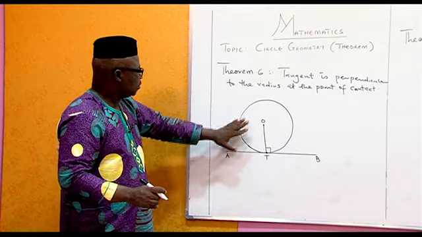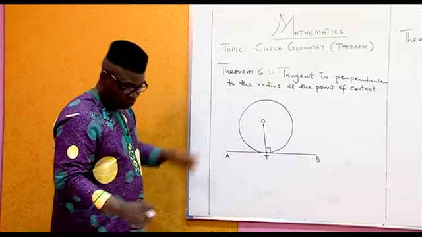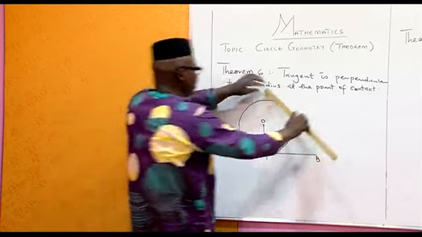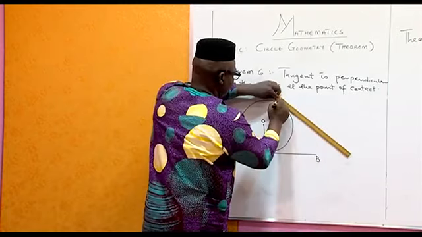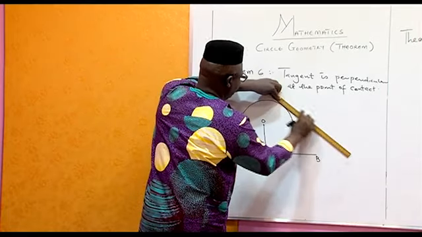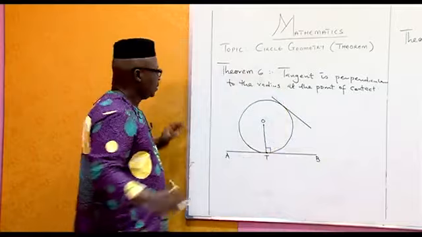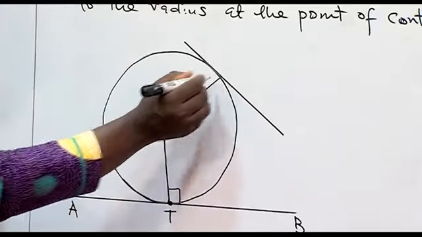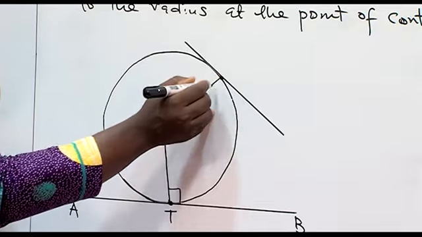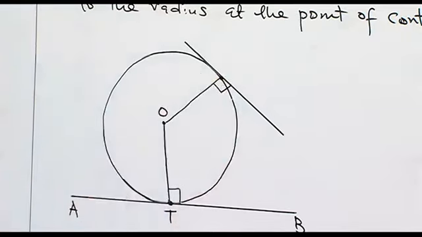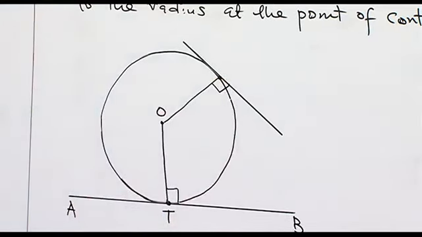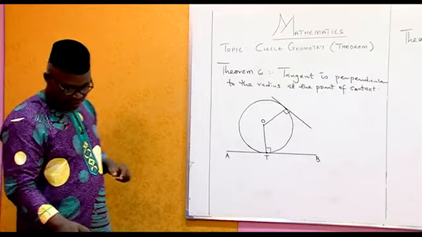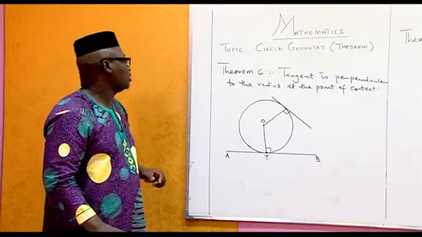It is not going to exactly be like this alone. I can have another tangent here. Let's say this is another tangent, and this is also a radius. At the point of contact, this angle here will also be 90 degrees. That is what the sixth theorem is telling us.